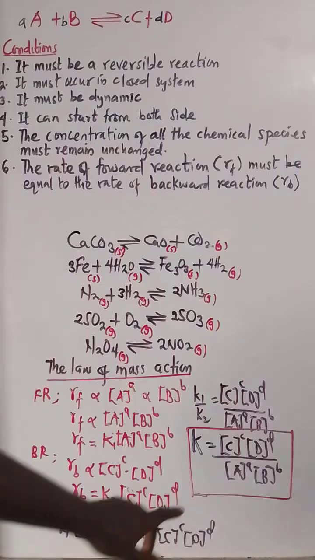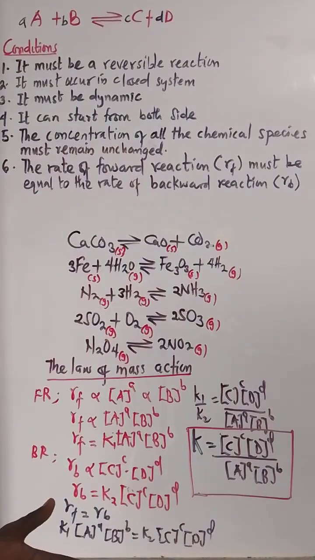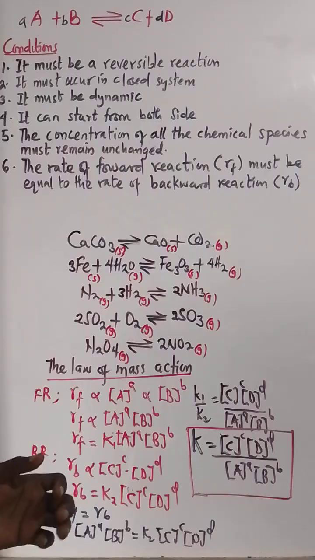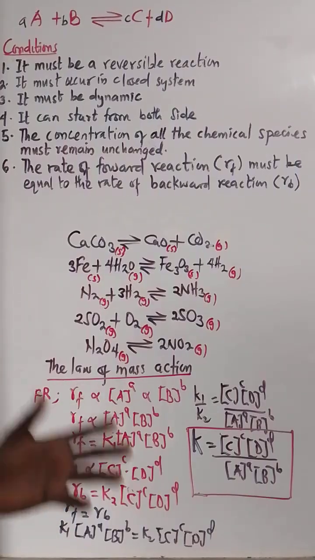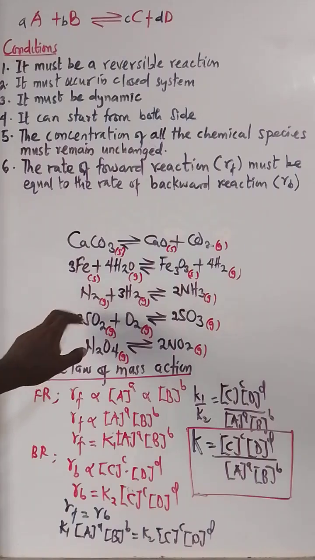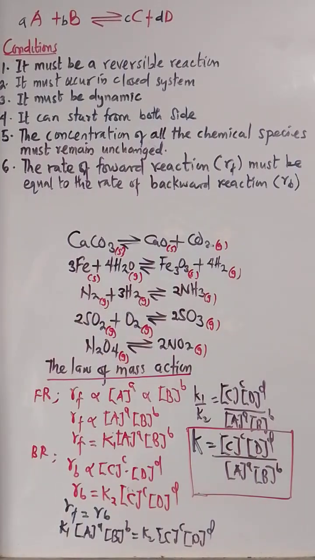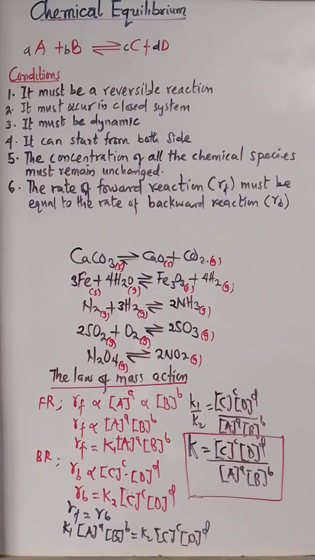Note, for this equilibrium constant, we use concentration when we are dealing with solution. But if you are dealing with gaseous species, we use their partial pressure. For example, in this case, we use their partial pressure instead of concentration. But the same things apply. Now let's move to Le Chatelier's principle.